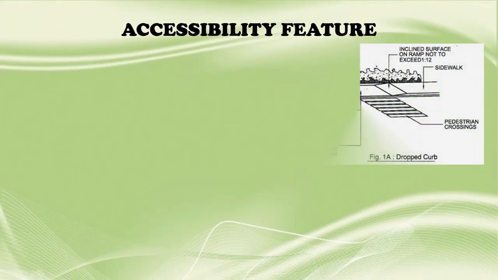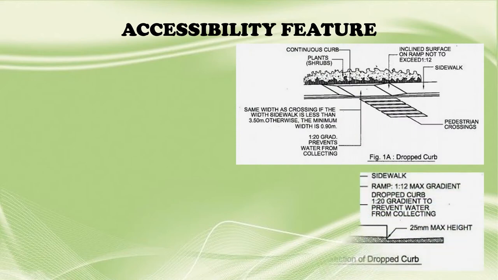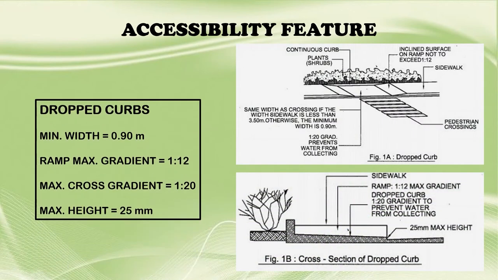Accessibility features. Outside or around buildings, drop curbs. Changes in level of walkways should be by a drop curb. Drop curbs should be provided at pedestrian crossings and at the end of walkways of a private street or access road. Drop curbs at crossings have a width corresponding to the width of the crossing. Otherwise, the minimum width is 0.90 meters.